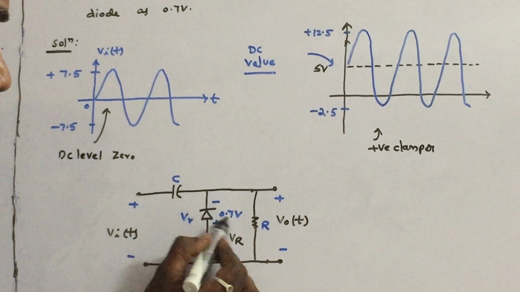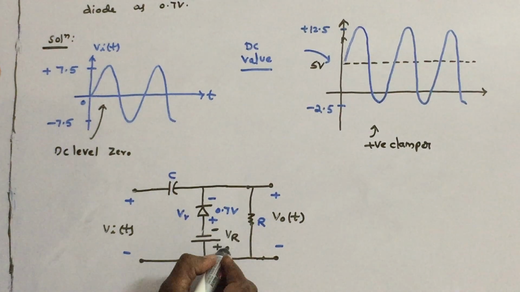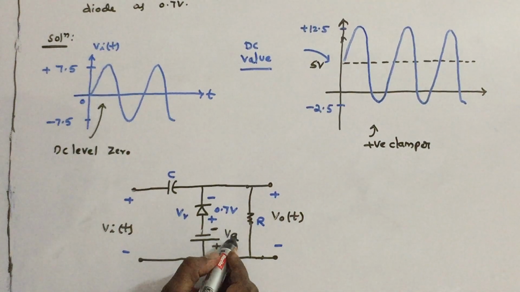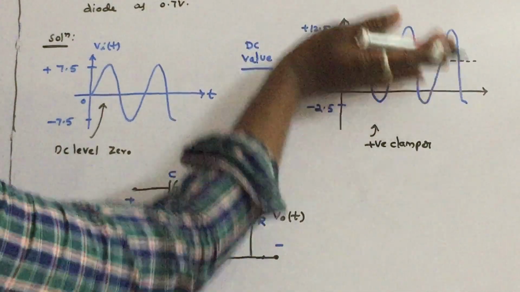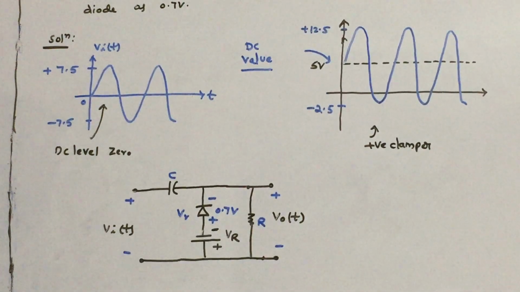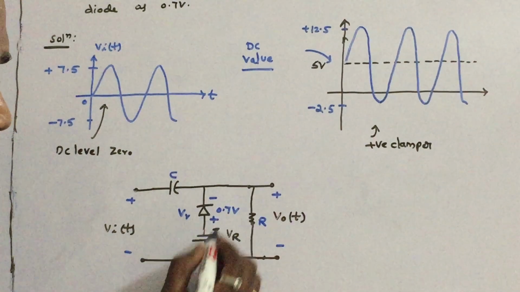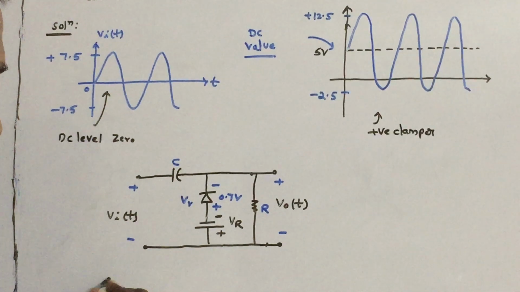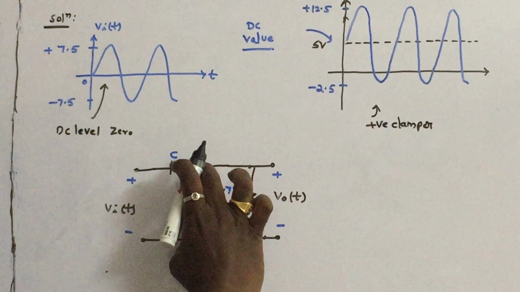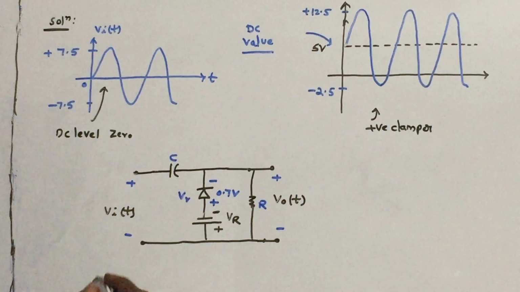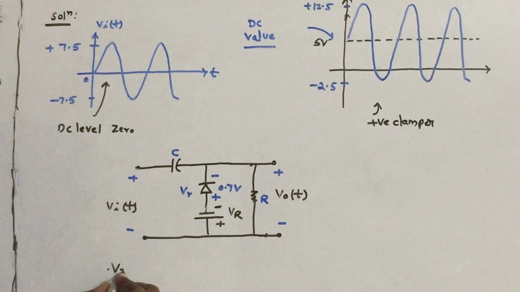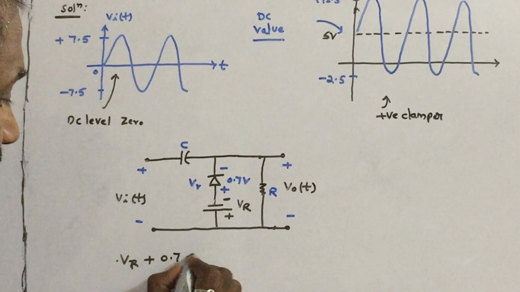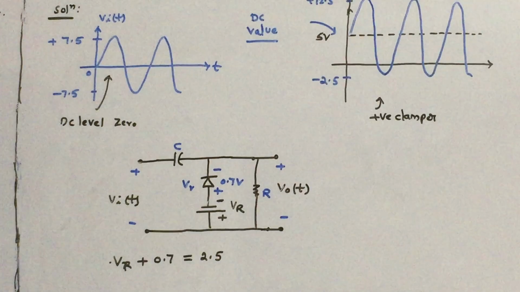If this 0.7 is not there, just VR is equal to minus 2.5. You have to substitute. So this is a negative clamper. When 2.5 is there, just draw from minus 2.5 to the above, which I have given in the previous classes. Now what do we have to equate? In this question, this voltage is equal to minus 2.5 volts. So that is what you have to equate: VR, the reference voltage, plus 0.7 is equal to 2.5.